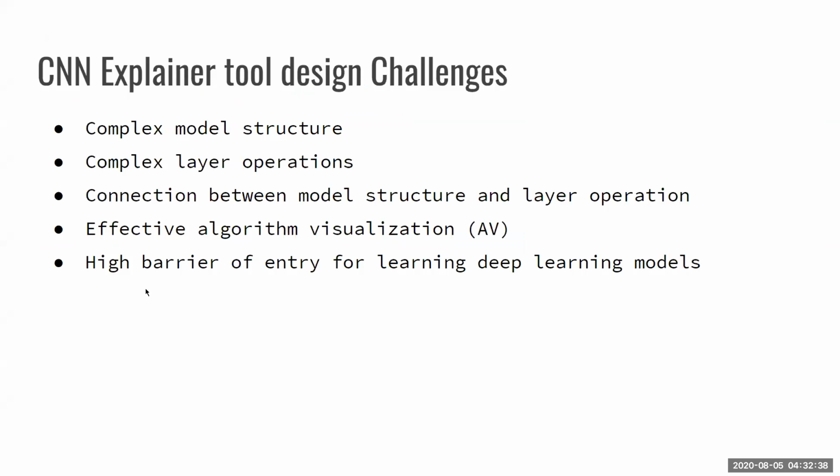So the first one was complex model structure. So it was found that people generally find it difficult to understand the complex CNN model structure because it's composed of different layers, and it's difficult for them to understand the connection between those layers. Another one was complex layer operations. So it's also difficult for them to understand the complex mathematical operations behind those layers.